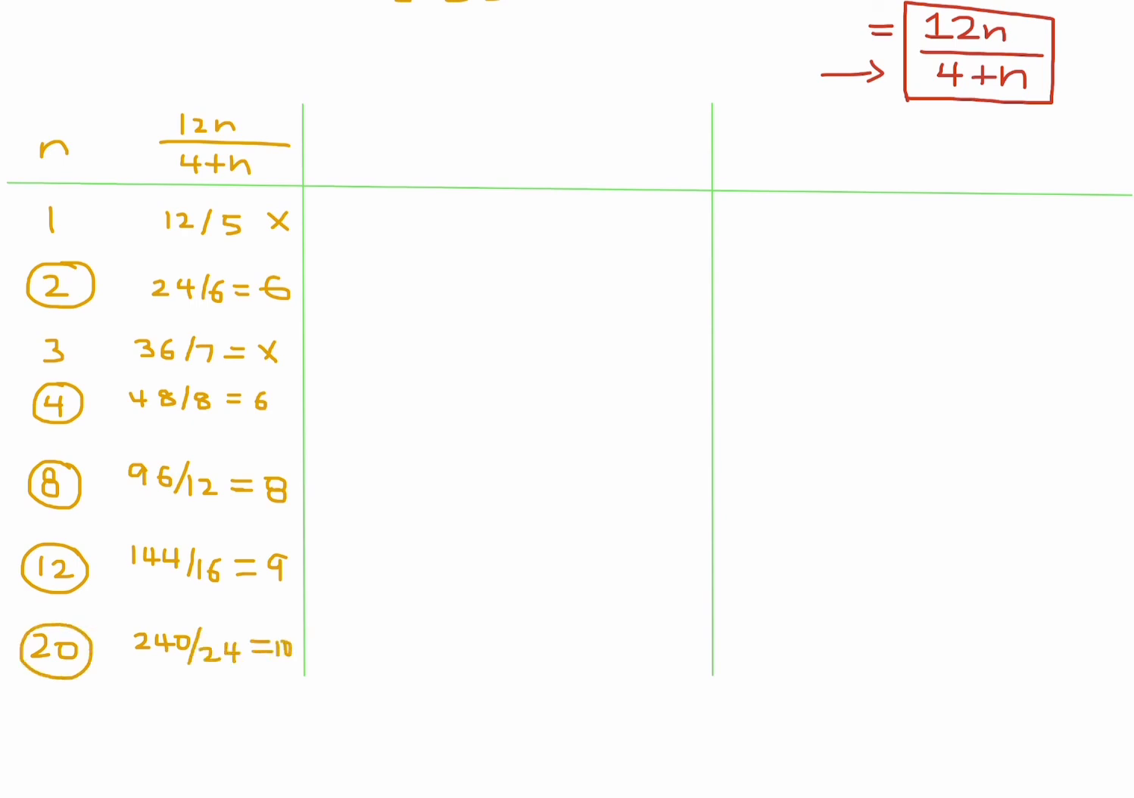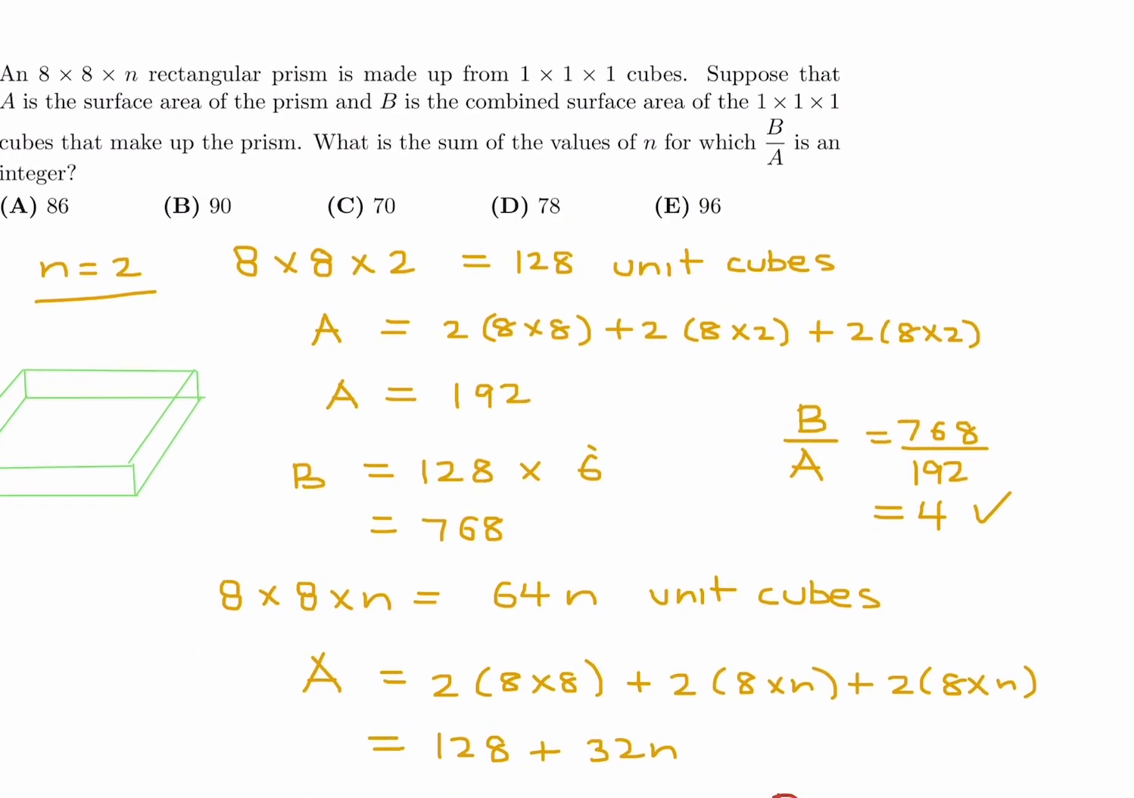And then you get really painful. You've got to keep trying until 44 to get the next value of n. And that gives me an integer value of 11. And at that point, it's finished, thankfully. And now you just have to add up the values of n that worked. So 2 plus 4 plus 8 plus 12 plus 20 plus 44. And that's 90. So that is the answer.